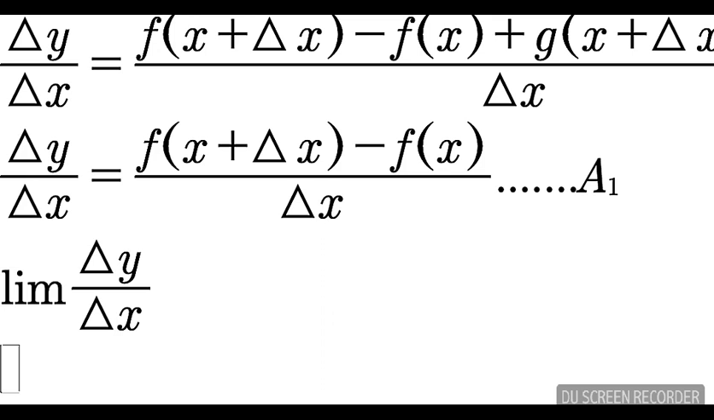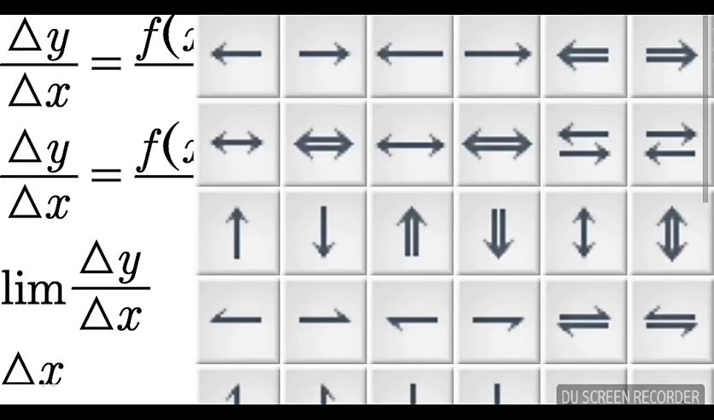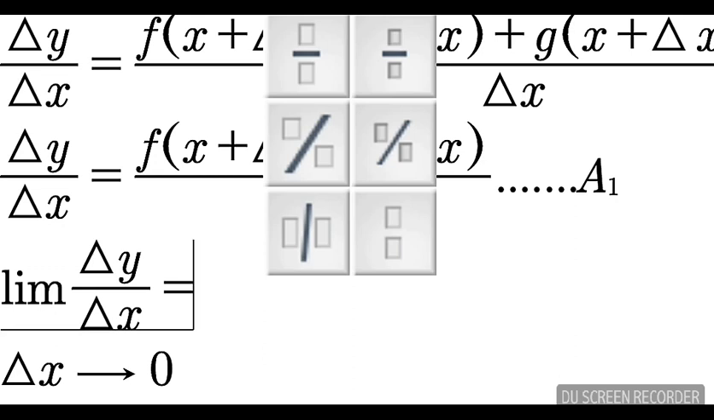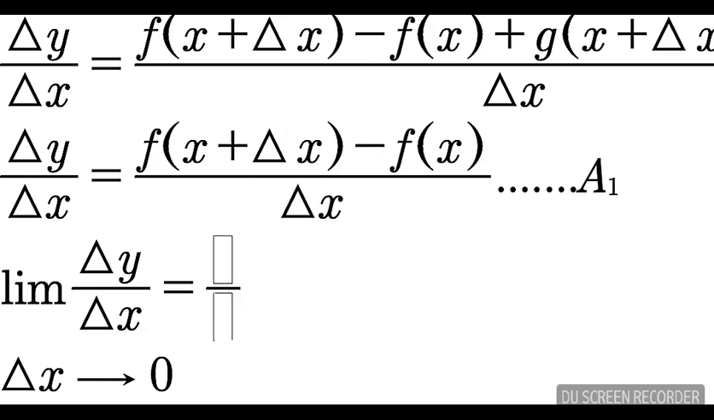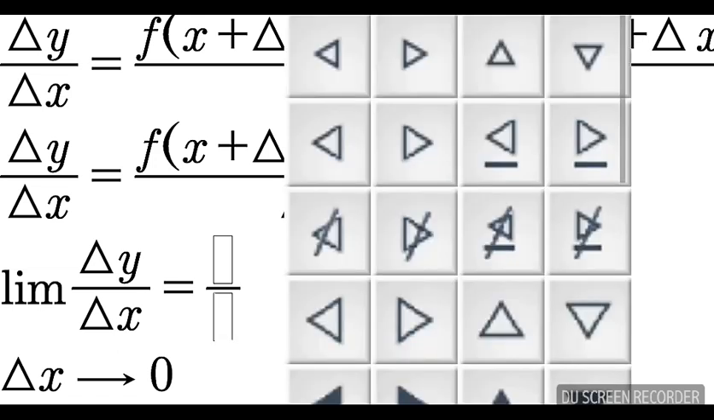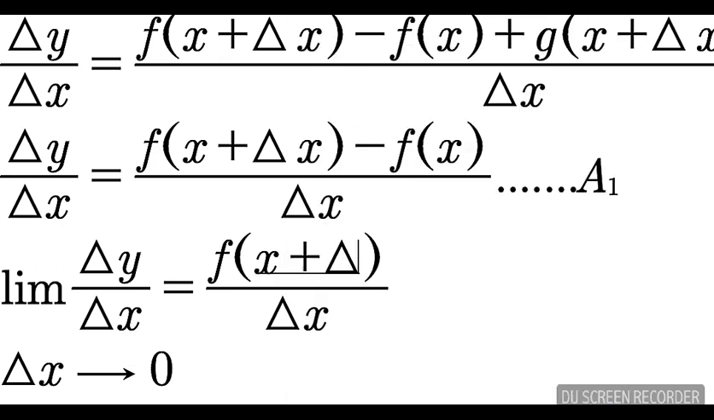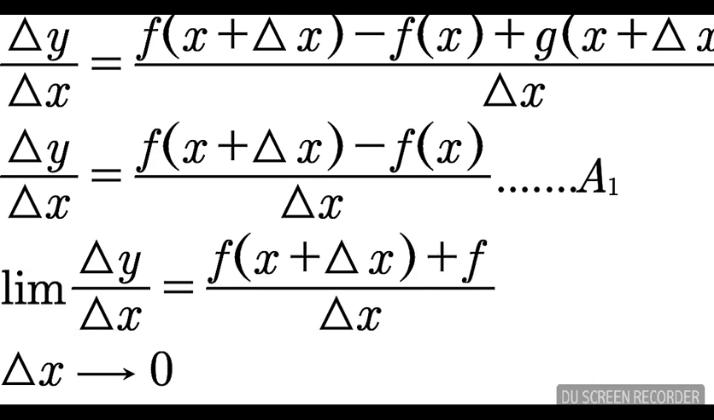Okay, as delta x tends towards 0, it is equal to, mind you, we're taking the limit of both sides, equal to this over delta x, that is f of x plus delta x minus f of x.